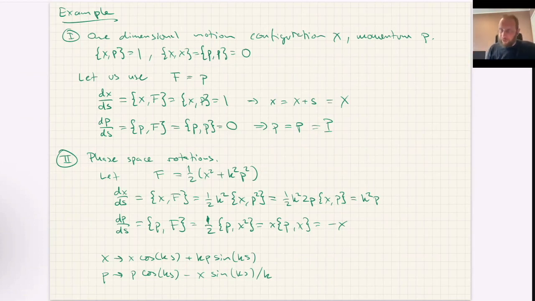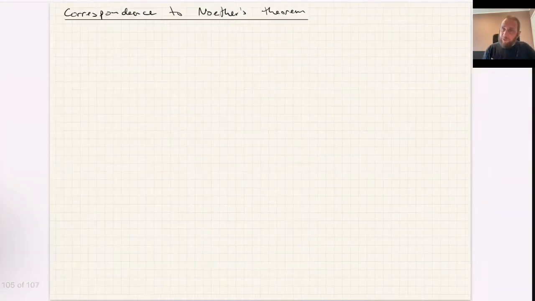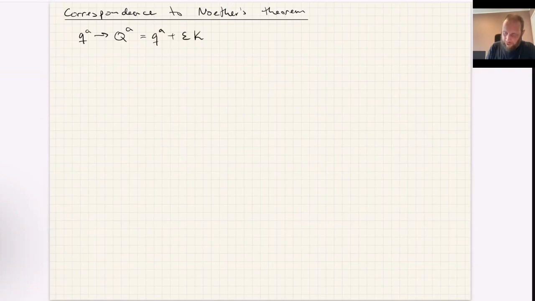It rotates the momenta into the generalized coordinates and vice versa. But if I want to make that particular restriction, I want to have q^A map into capital Q^A, which is equal to q^A plus some epsilon K^A, where K^A here depends only on q. It does not depend on the p's. Okay.